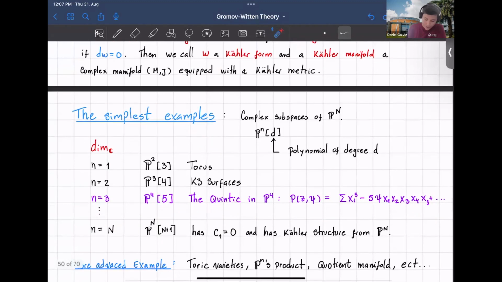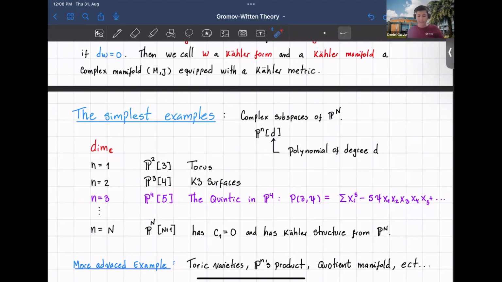Okay, so we can go up to n, and then you have P^n with a polynomial of degree n plus 1, and all these cases are Calabi-Yau. You can show that they all have first Chern class equal to 0 and inherit the Kähler structure from P^N, all of them.